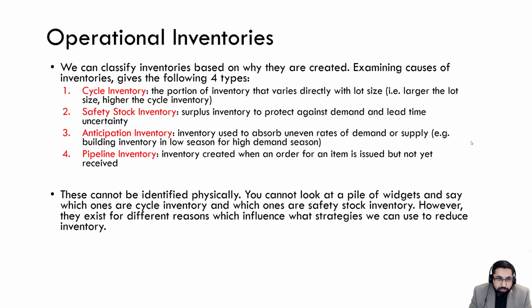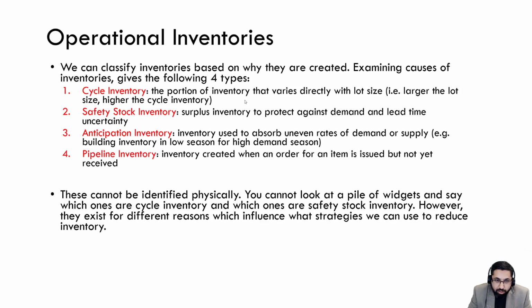Another way to think of inventory is based on the reason we have that inventory. So we can classify inventories based on why they were created. For example, cycle inventory is caused by having batches or lot sizes. Whenever you produce in lots bigger than 1, so you produce in a lot size of 10, a batch of 100, a batch of 500, you're going to have cycle inventory. So whenever batches of material flow through a supply chain, they create cycle inventory at each stage they are stored.